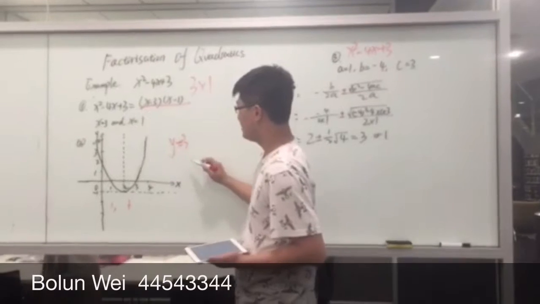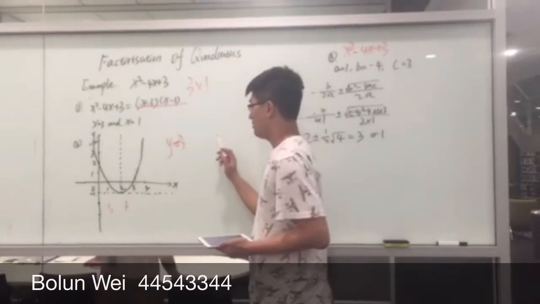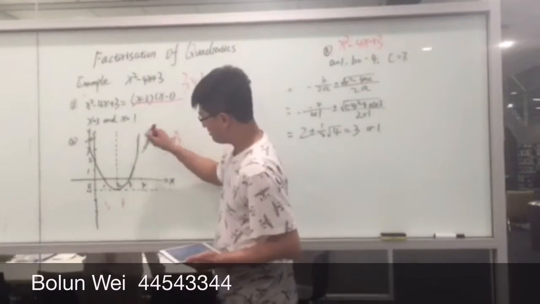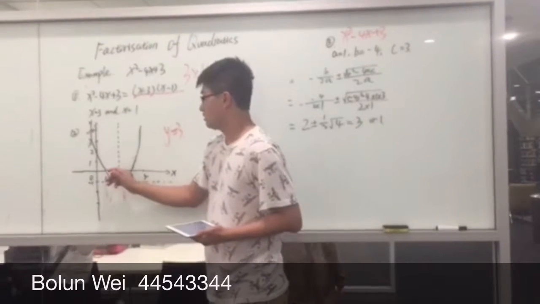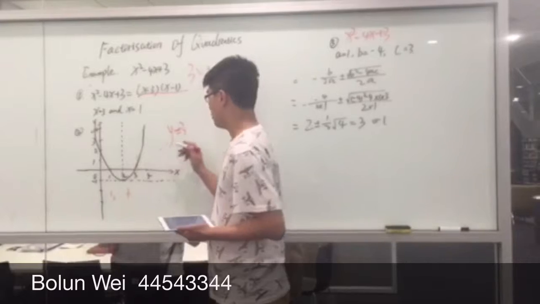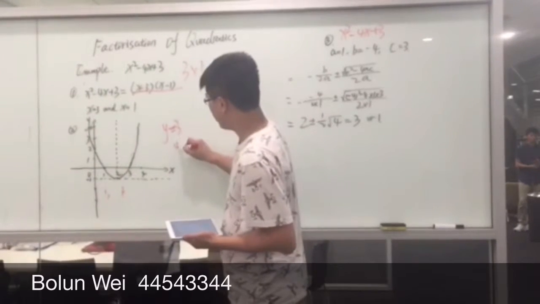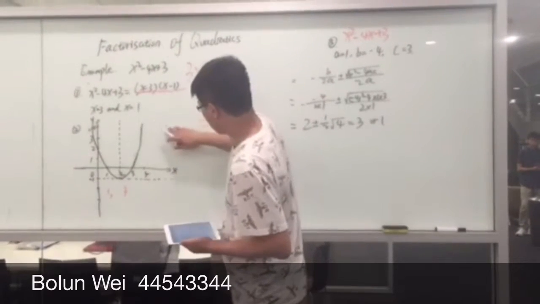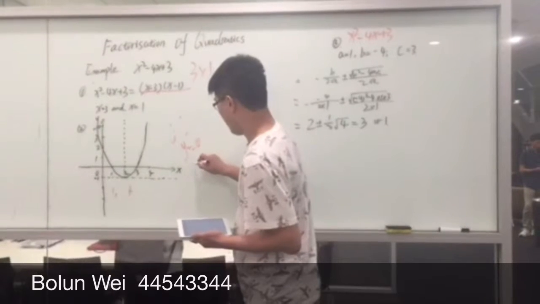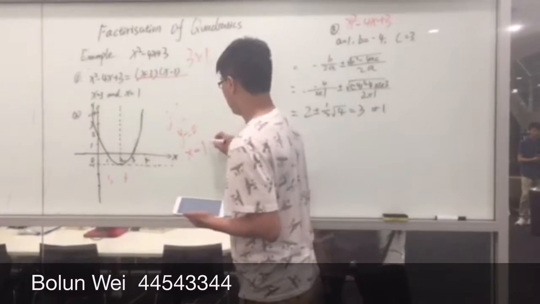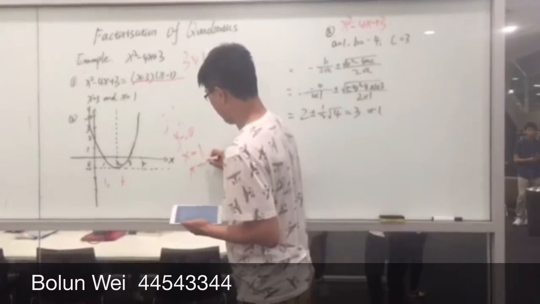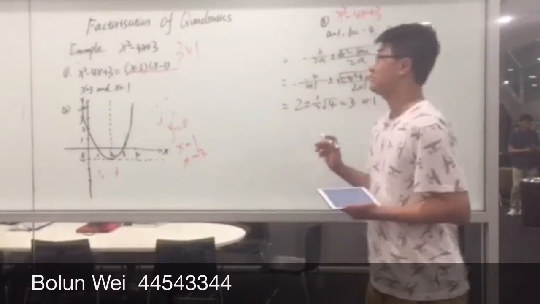The second method, we draw the graph. We can see that there are only 2 points where y equals 0. So we see that x equals 1 and x equals 3.